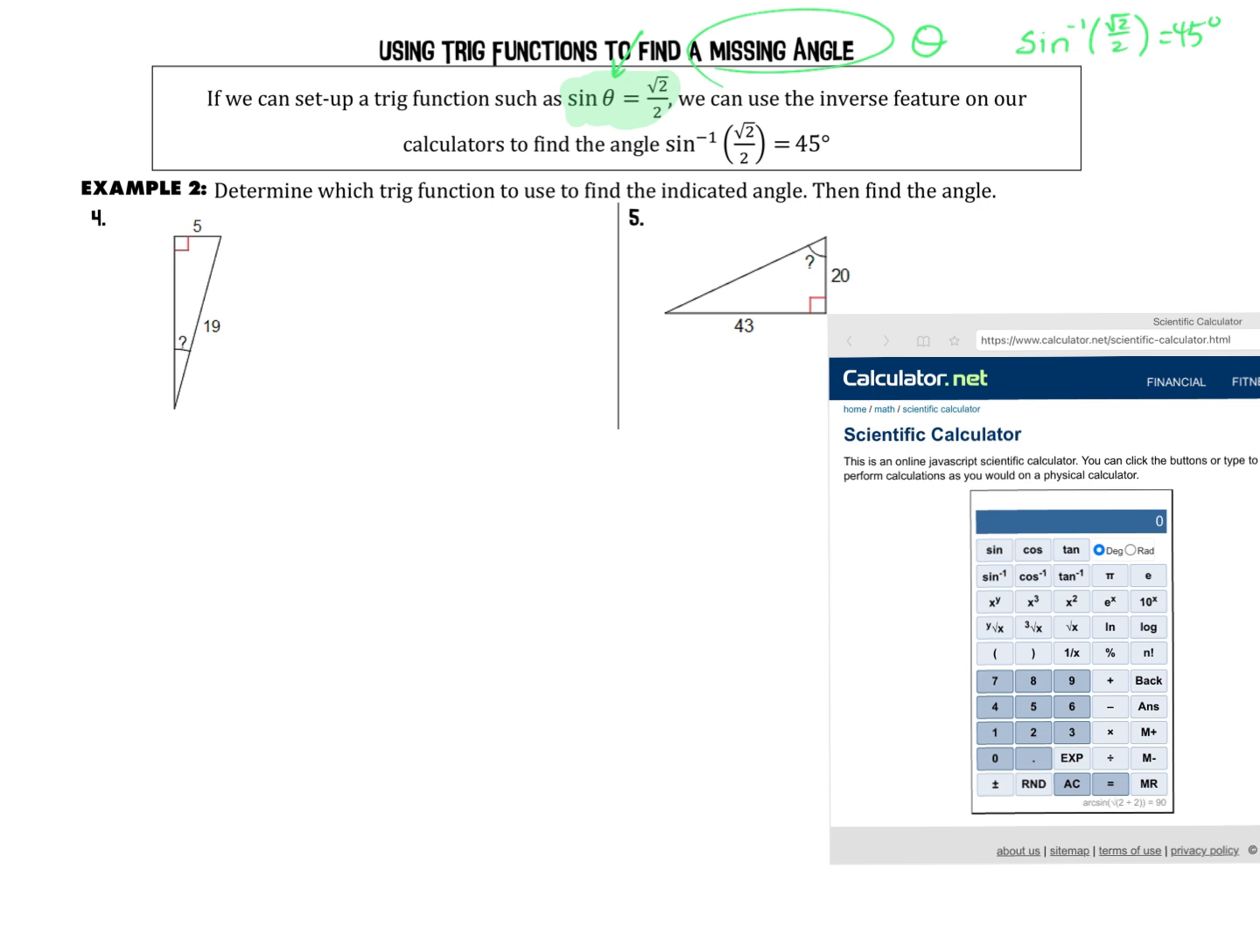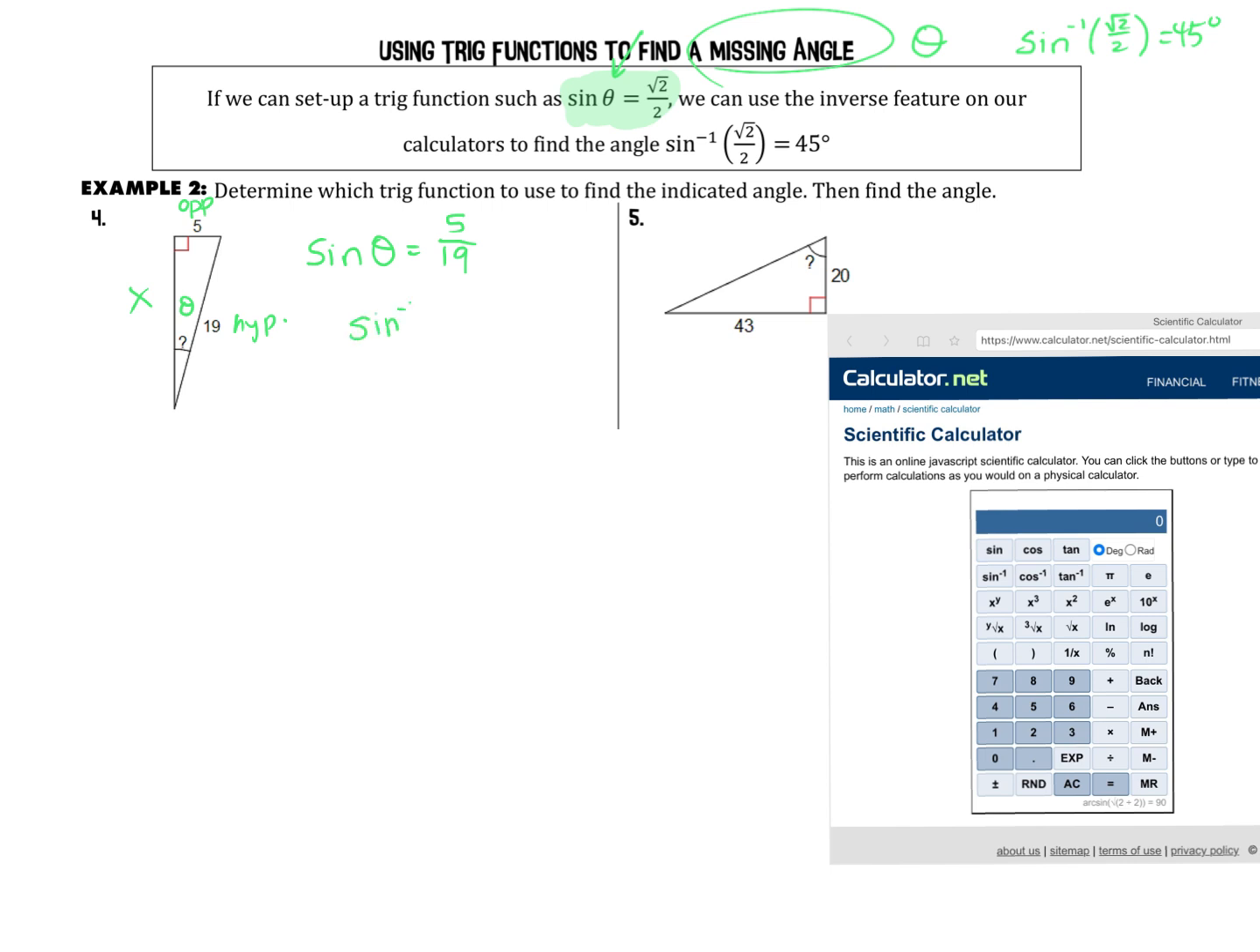So what I really want to think about is, if theta is here, what two pieces of information do I have? Well, 5 is opposite theta. 19 is the hypotenuse. Which trig function uses opposite and hypotenuse? Well, that's sine. So I'm going to use sine of theta equals 5 over 19. If I wanted to use cosine, I would need to find this side length. If I wanted to use tangent, I would need to find that side length. So sine of theta is 5 over 19.